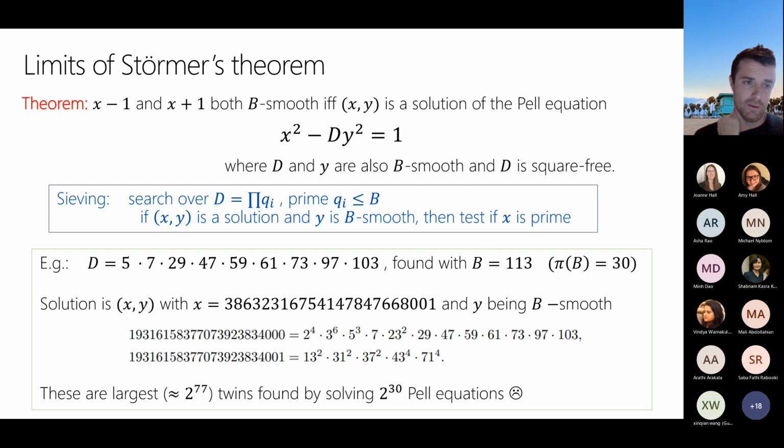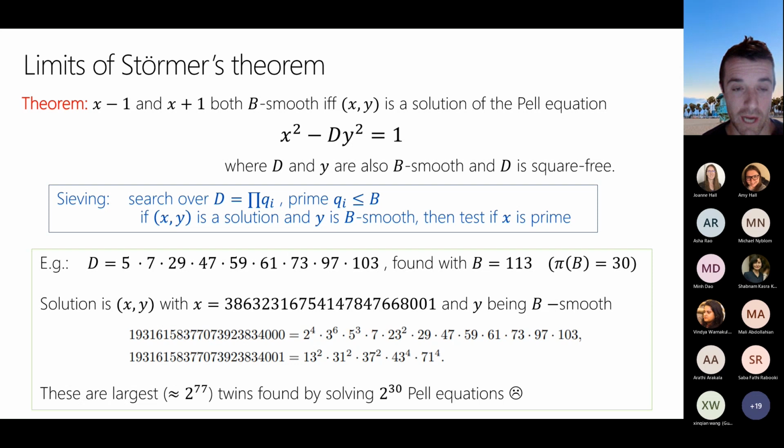So the way that the Pell equation comes up, x squared minus d times y squared equals 1, is the fundamental Pell equation. And you can see just by rearranging it, if you put the d y squared over the other side and you move the 1 to the left side, if x minus 1 and x plus 1 are both B smooth, so they both contain no prime factors larger than B, then they must be a solution of this Pell equation if and only if d and y are also B smooth.